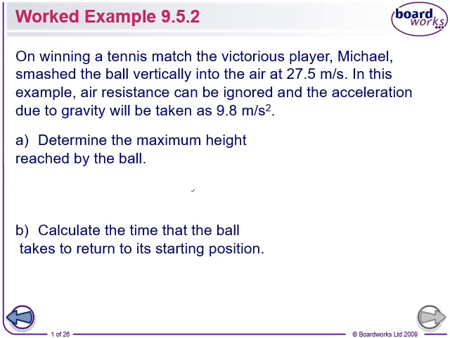Winning a tennis match, a victorious player, Michael, smashed the ball vertically into the air at 27.5 meters per second. In this example, air resistance can be ignored and the acceleration due to gravity will be taken as 9.8 meters per second squared.